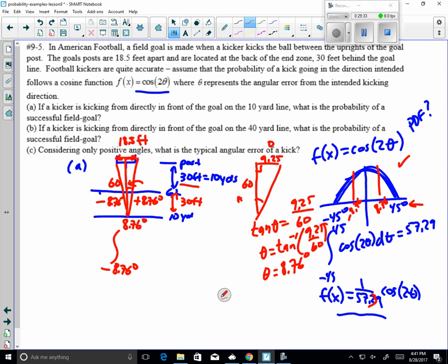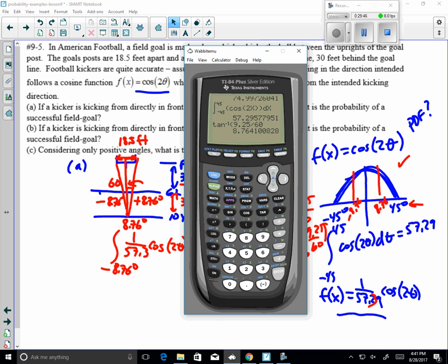We're going to use the probability density function, which is 1 over 57.3 times the cosine of 2 theta d theta. And then we'll use a calculator to find that probability.